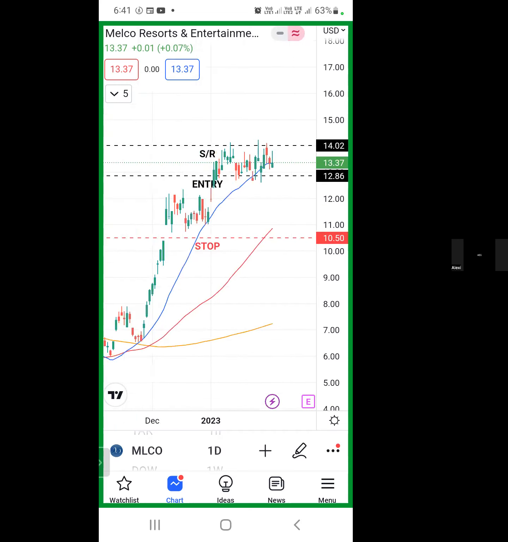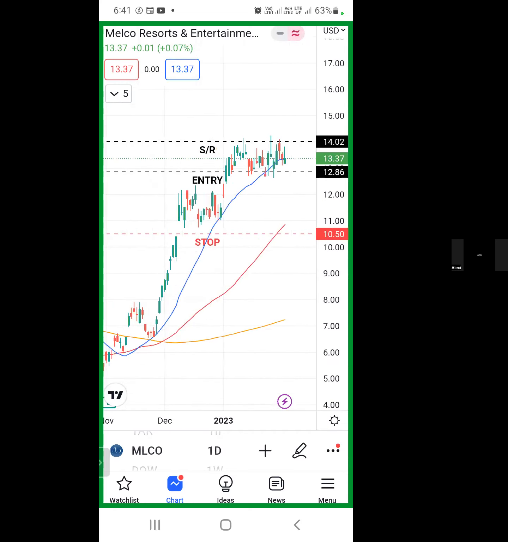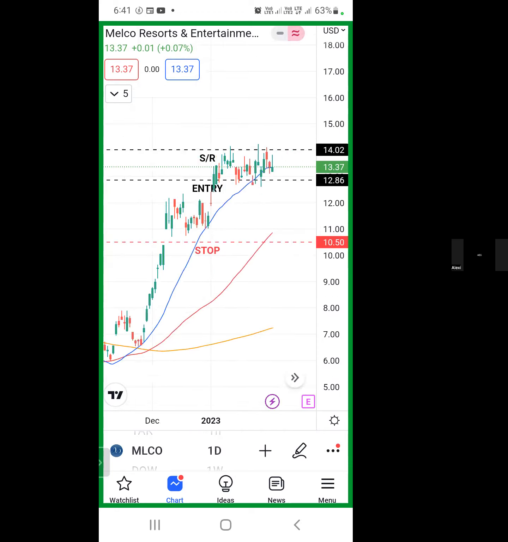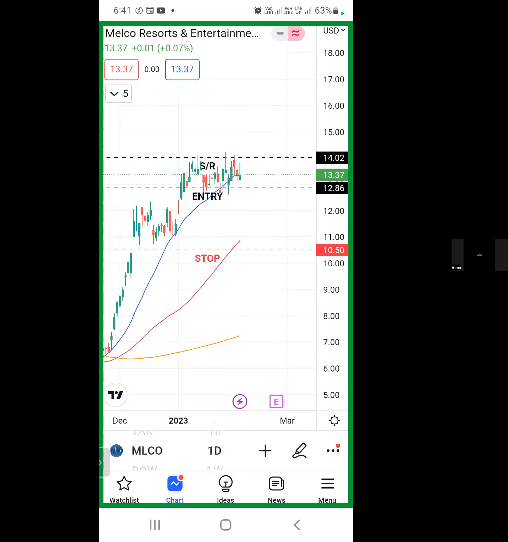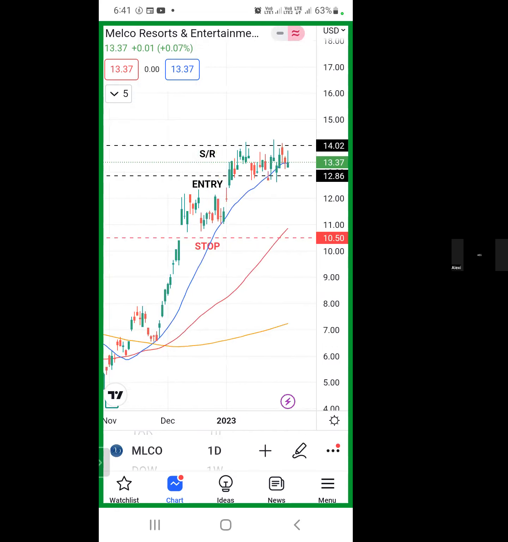All right. So at the point of entry, I looked for a breakout from this sideways move. And as soon as I got that breakout, that's when I entered. Right. I entered and I put my stop loss at the previous swing low.